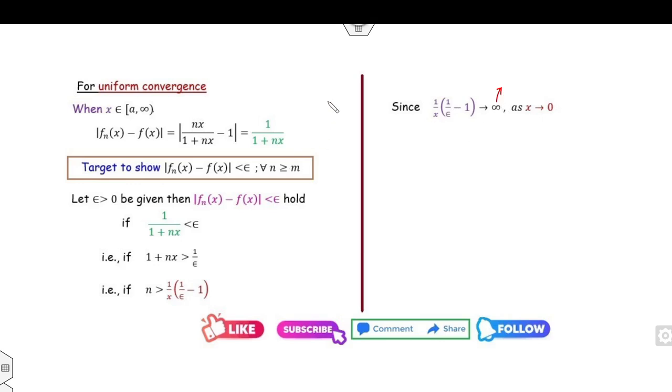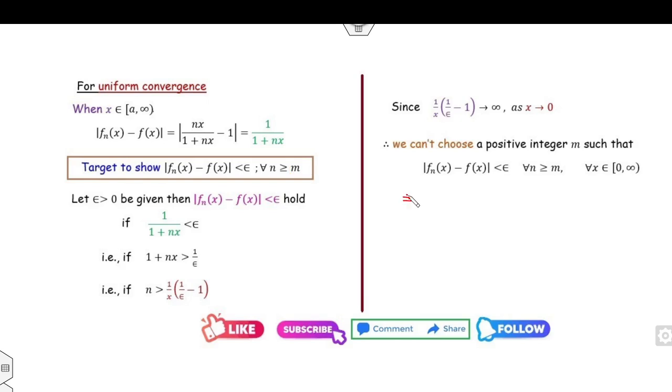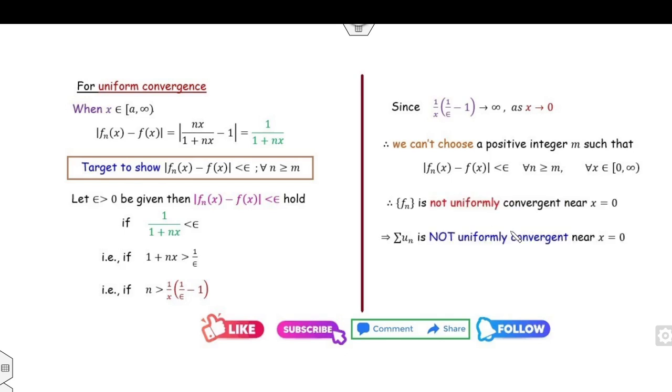And once n is greater than infinity, you are unable to find a positive integer m so that this condition holds. That means fn(x) does not converge to the f uniformly near the point x equal to 0. That means the series does not converge to the f uniformly near the point 0. Or you can say the series un is not uniformly convergent on any interval which contains the point 0.